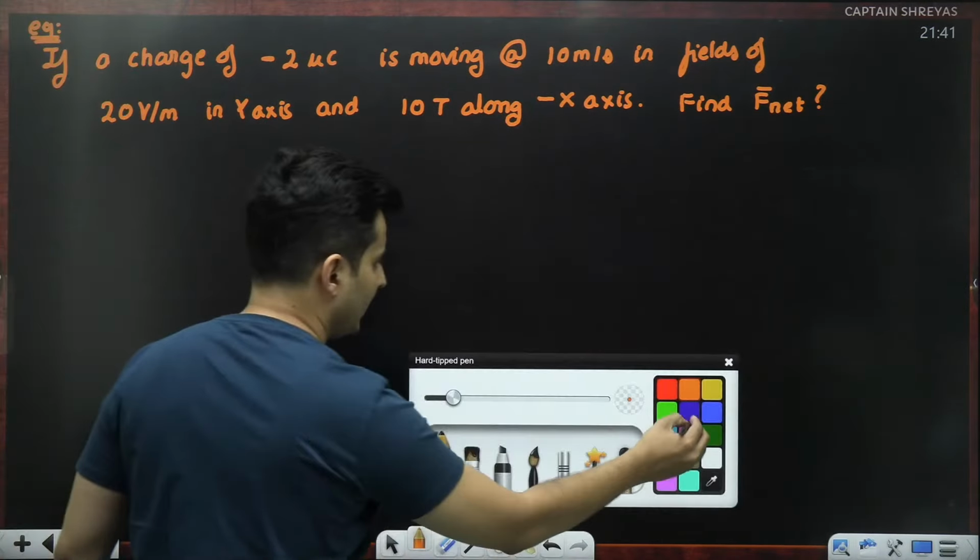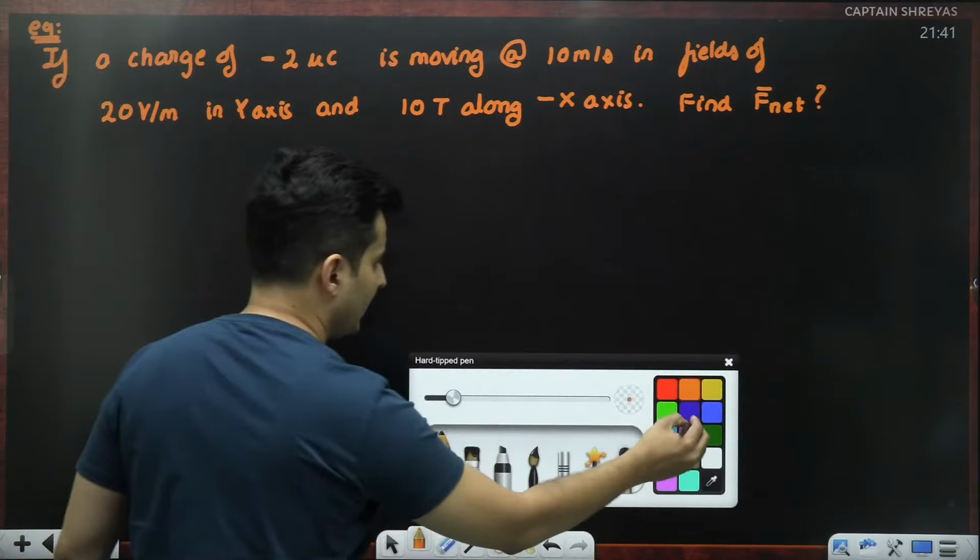All the lengths are 2 meters. Let's try to do this problem, guys. Here, the angle between length and magnetic field is 90 degrees. So the force magnitude will be current into length into magnetic field, so it will be 40 Newton in this case.